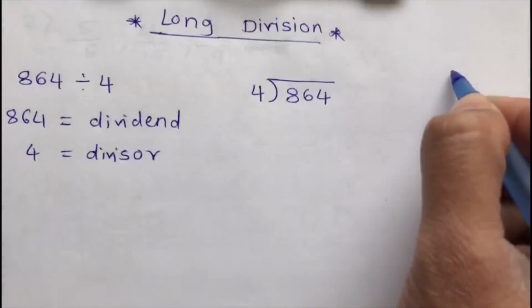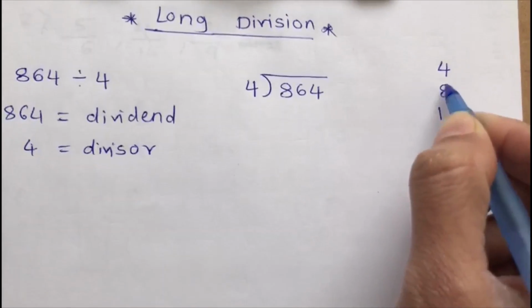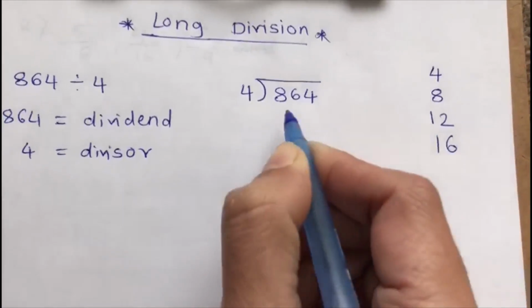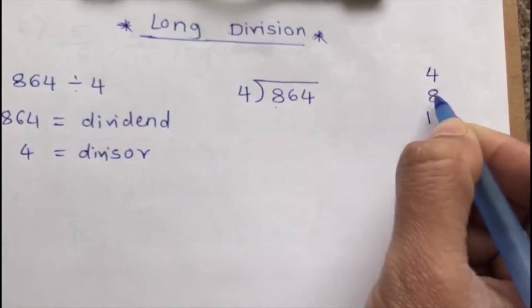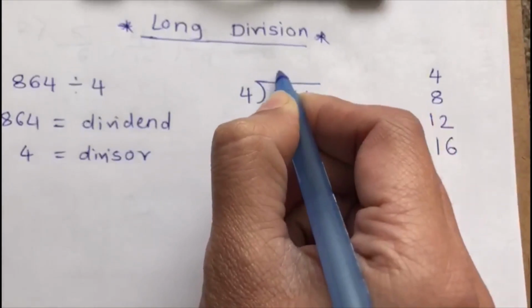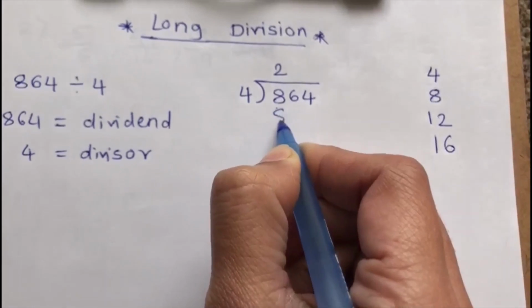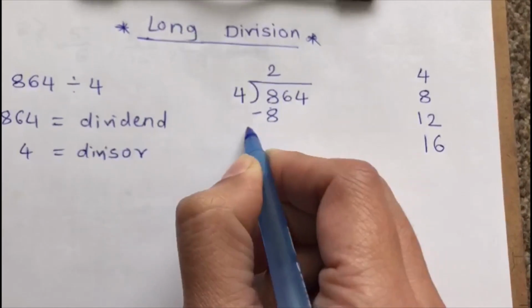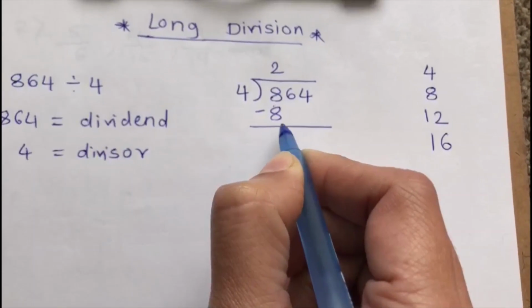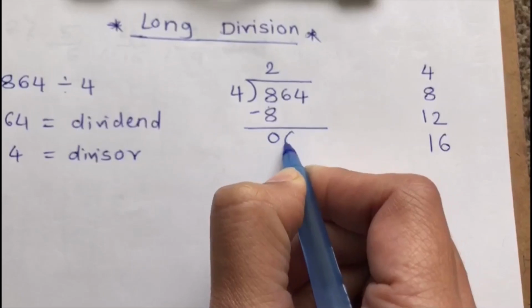So I write here the multiplication table of 4. In the multiplication table of 4, 8 comes at second place. So I write here 2, because 4 times 2 is 8. Now subtract this 8 from this 8. So we'll get 0 and take this 6 down.